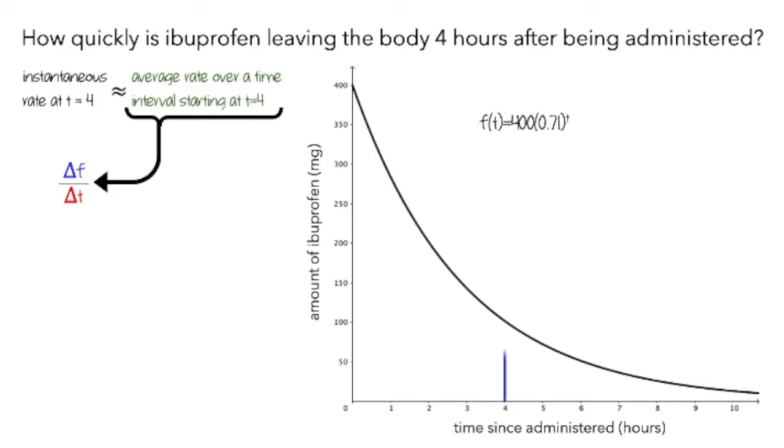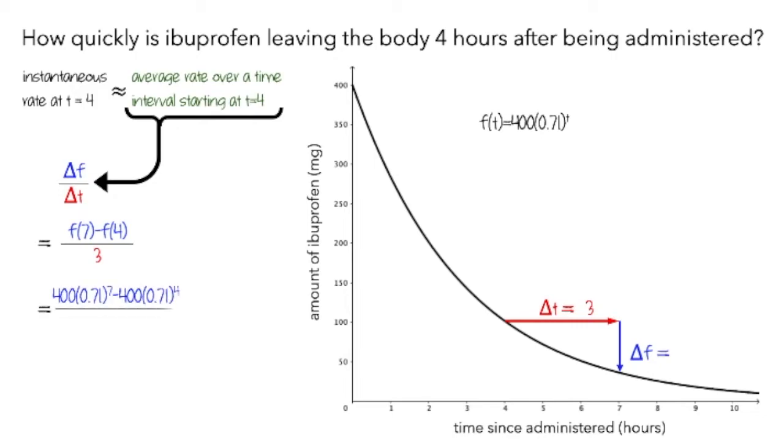On the graph, delta t can be represented by the length of a red arrow from the point on the function at time 4. Here, delta t is 3. Delta f will be the corresponding length of this blue arrow, which we would compute by subtracting f evaluated at 4 from f evaluated at 7. So the average rate is the change in the values of the function divided by 3. Since we have a formula for f, we can evaluate the function at t equals 7 and t equals 4, compute the difference, and divide.